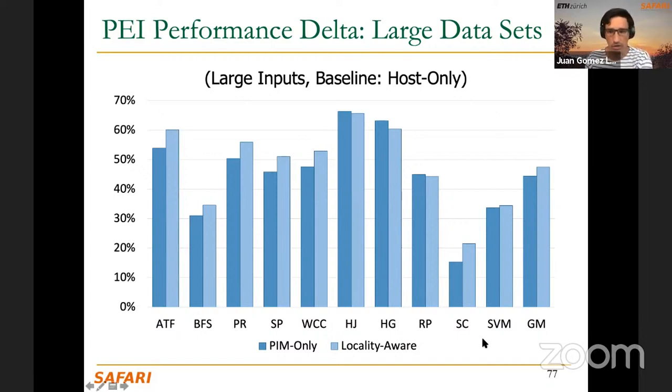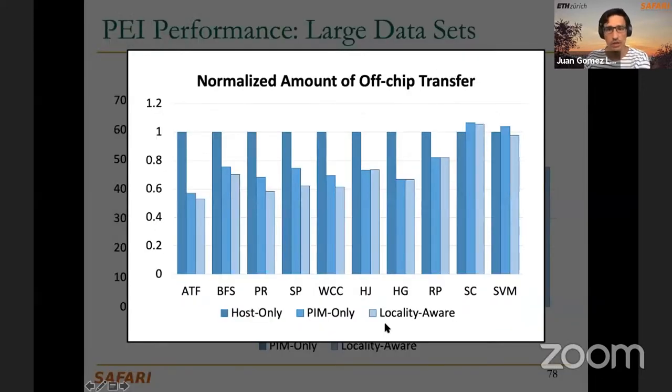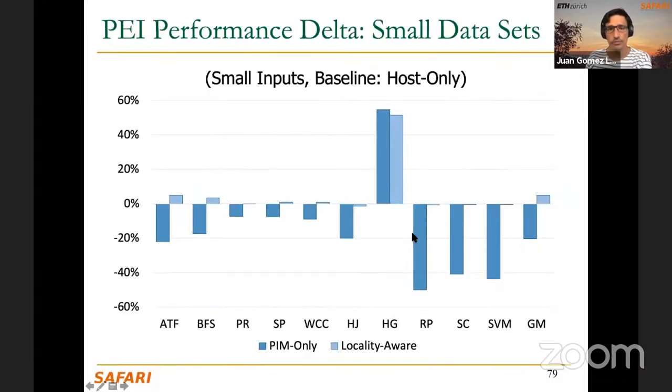And here you see for the different applications, the performance improvement obtained by the PIM-only solution where we always offload to PIM, or the locality-aware solution where we do the intelligent scheduling. And we see also how the normalized amount of off-chip transfer, the amount of data movement, gets reduced in most of the applications from the host-only implementation to the PIM-only or the locality-aware.